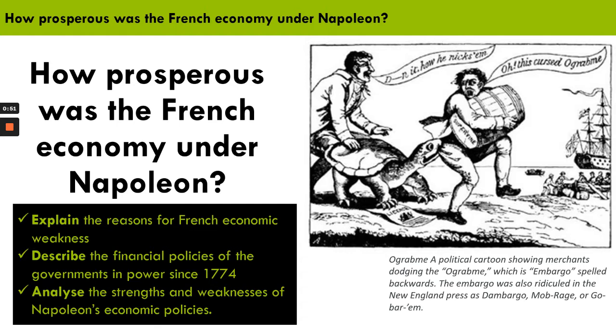We're going to then recap and describe the financial policies of the governments that have been in France since the Ancien Régime and during the Revolution, as a bit of a revision, and think about the issues that Napoleon is inheriting. And then we're going to look at what Napoleon does with his economic policies and think about what successes he had. There's going to be quite a lot of me talking in this lesson because it's quite a complex topic and it needs a lot of explaining. But I will prompt you to complete the tasks as we go through.